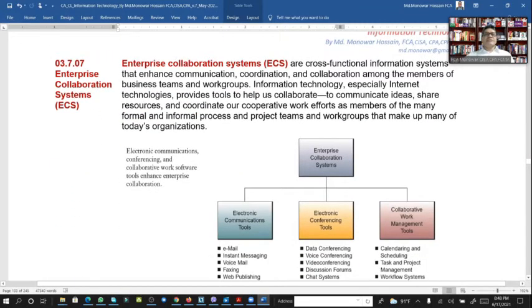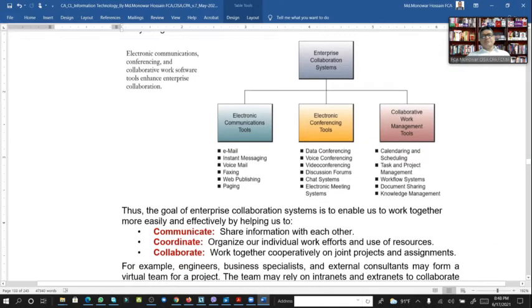Now the enterprise collaboration system is a cross-functional information system that enhances communication, coordination, and collaboration among the members of business teams and working groups. Here is the picture of electronic commerce and conferencing, where electronic communication tools and electronic conference tools support collaboration and management in different ways.